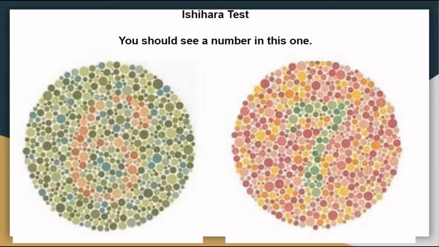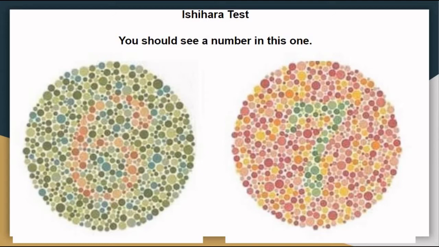It is very common in men. Up to 10, 12, 15% of men can have some form of color blindness. And it is very rare in women, surprisingly enough. But if you do not see numbers in these bubbles, you may want to have an optometrist give you a test. It's a very simple test.